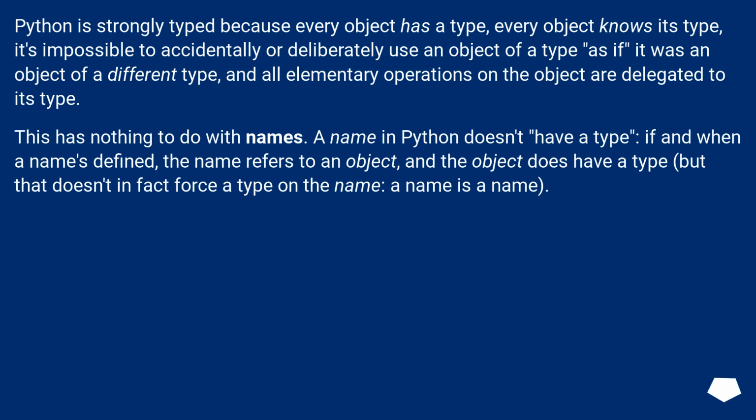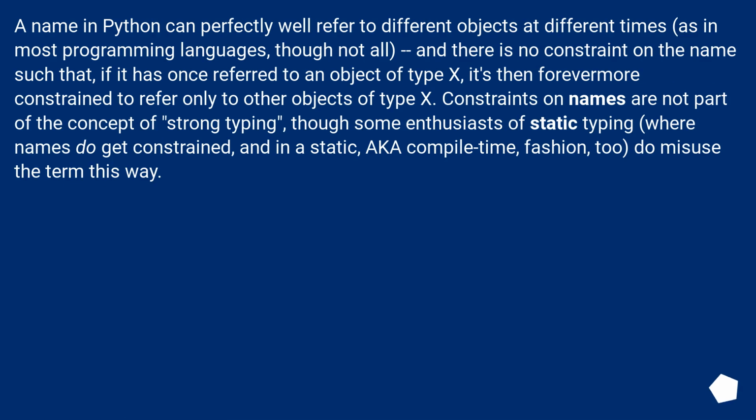If and when a name's defined, the name refers to an object, and the object does have a type, but that doesn't in fact force a type on the name. A name is a name. A name in Python can perfectly well refer to different objects at different times, as in most programming languages, though not all, and there is no constraint on the name such that, if it has once referred to an object of type X, it's then forevermore constrained to refer only to other objects of type X.